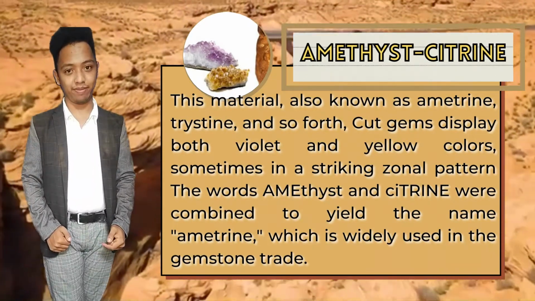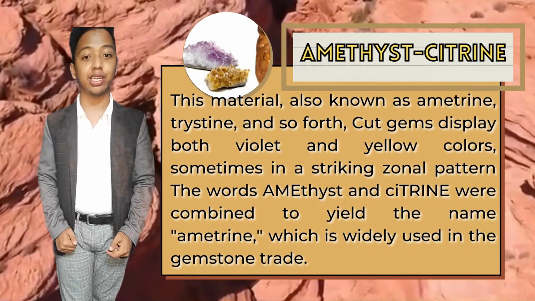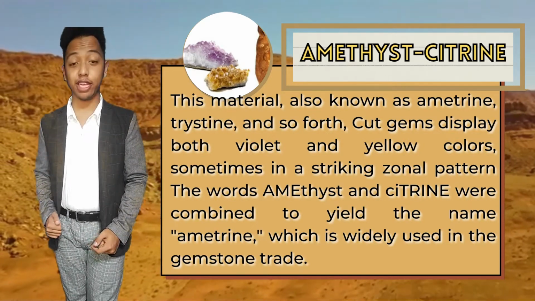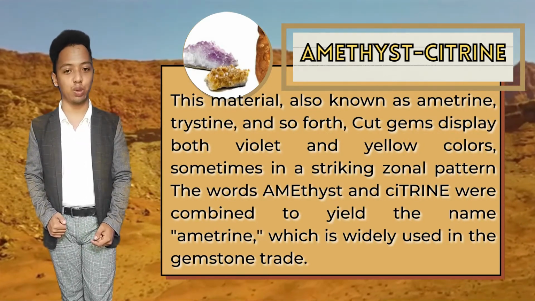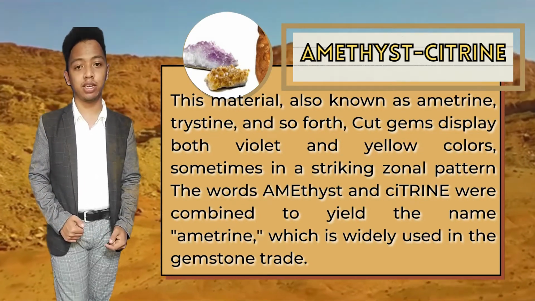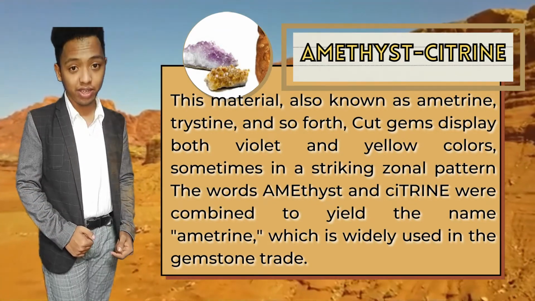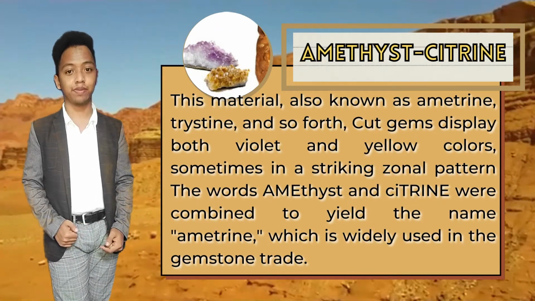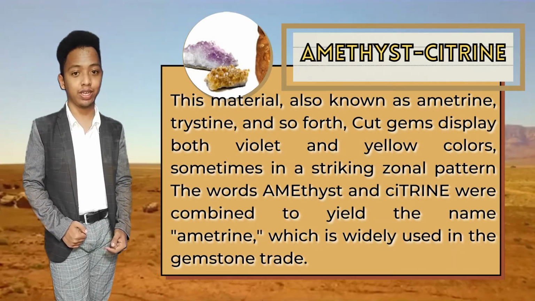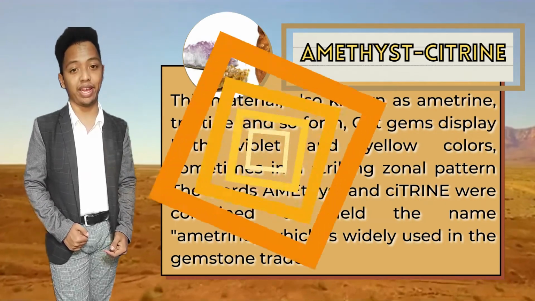Amethyst citrine. The material is also known as ametrine, bolivianite, and so forth. Cut gems display both violet and yellow colors, sometimes in a striking zonal pattern. The words amethyst and citrine were combined to yield the name ametrine, which is widely used in the gemstone trade.